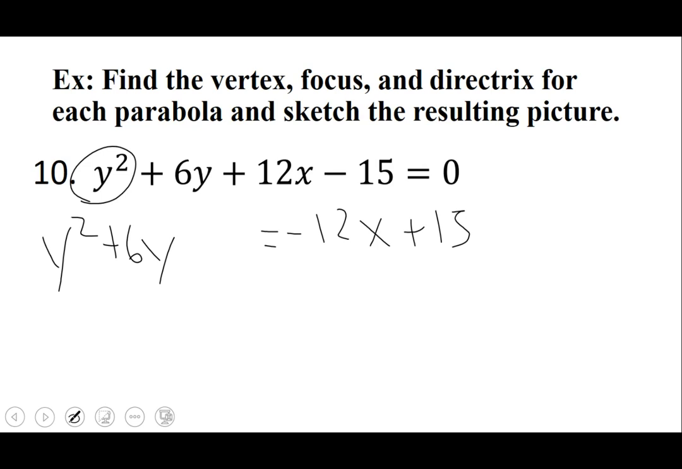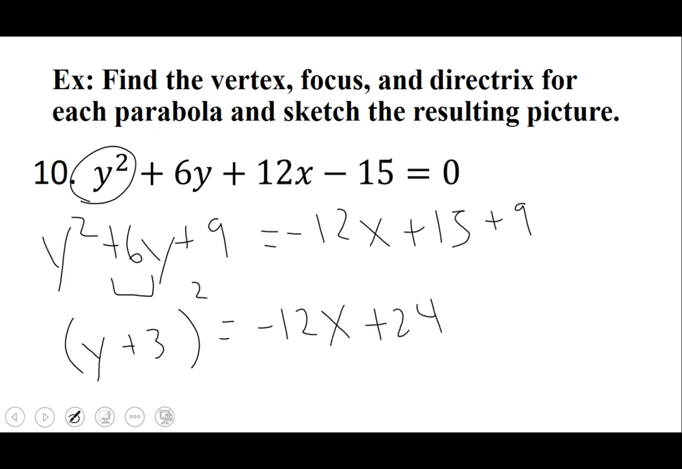In order to be able to somehow write something squared, I'm going to have to complete the square. So to complete the square, I'm going to look at whatever's in front of the linear term, which is 6. I'm going to take half of 6, which is 3. I'm going to square it, which is 9. Whatever I add to one side, I must, of course, add it to the other side. The whole point of completing the square is I now want to write it as something squared. It's always whatever the variable is, squared, and then it's always whatever half of the b term was, including the correct sign, which in this case is y plus 3 squared. Over on the right-hand side, I get -12x plus 24.